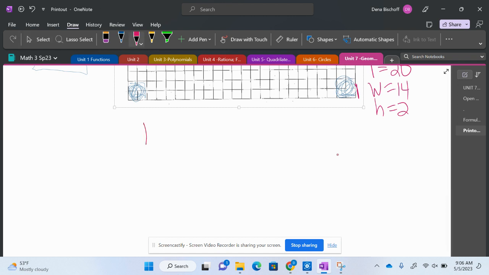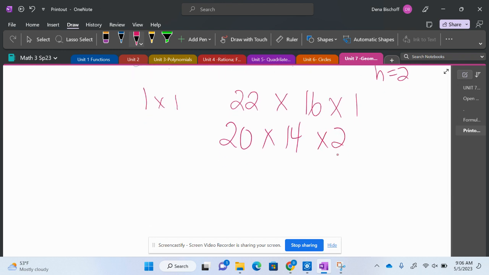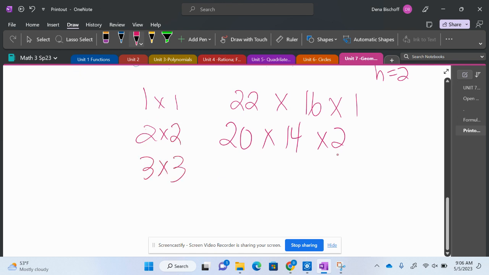Some people cut out a 1 by 1. And when they did that, the dimensions were 22, because 1 by 1 means I'm taking 1 off of each side, so 24 minus 2 is 22, by 18 minus 2 is 16, by my height is 1. We calculated the volume of that. Then we did mine, which was a 20 by 14 by 2. And if we cut off 3 units, a 3 by 3, that would be an 18 by 12 by 3.